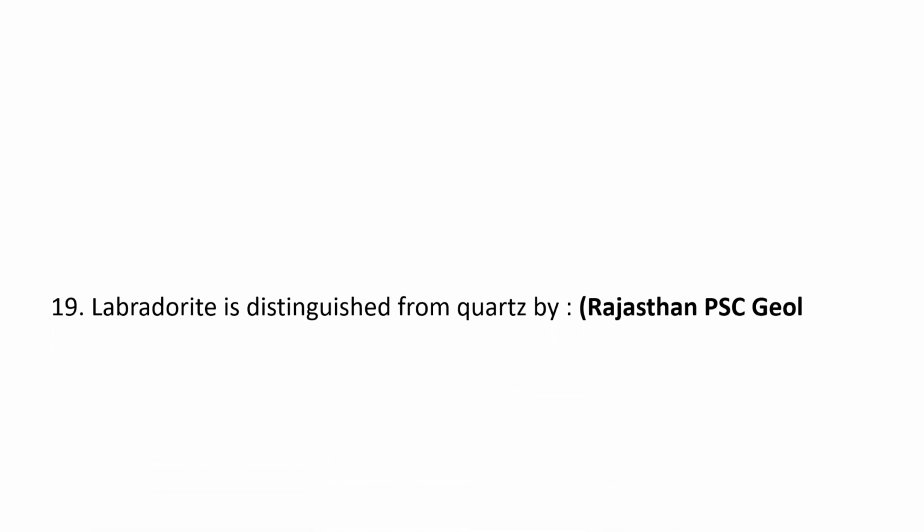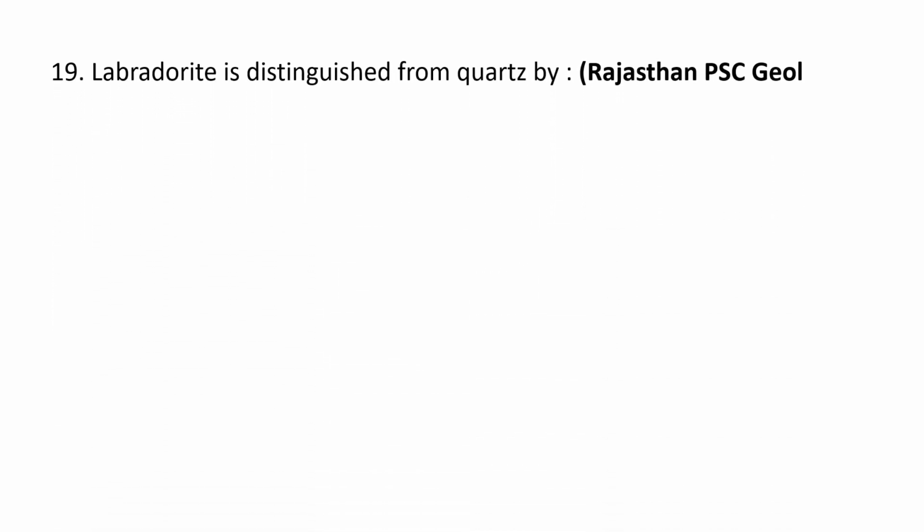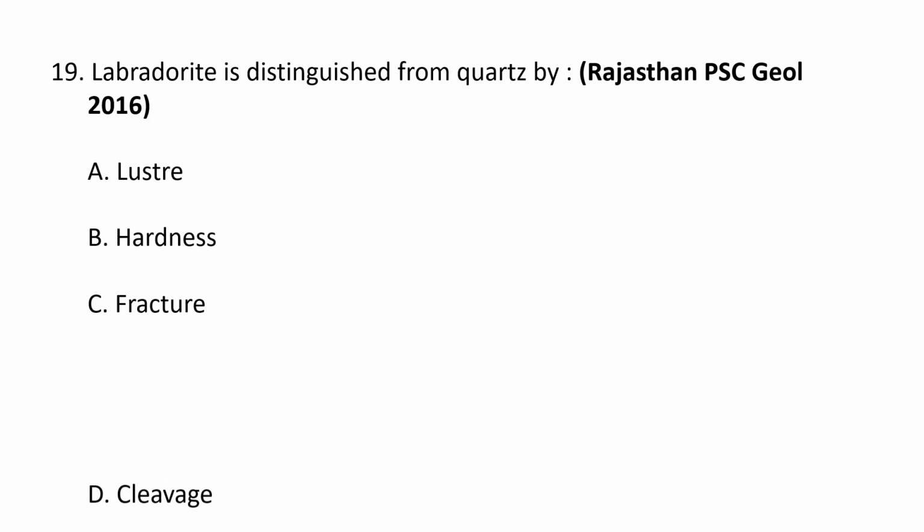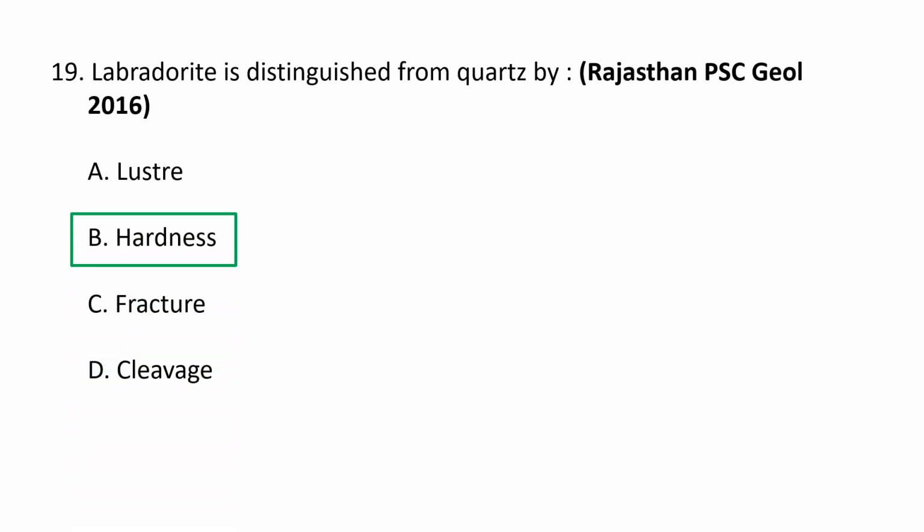Next question. Labradorite is distinguished from quartz by A. Luster, B. Hardness, C. Fracture, and D. Cleavage. So labradorite is distinguished from quartz by hardness, because labradorite is a plagioclase feldspar and it has a hardness of 6, whereas quartz has a hardness of 7 on the Mohs scale. So that's why B is the correct option.